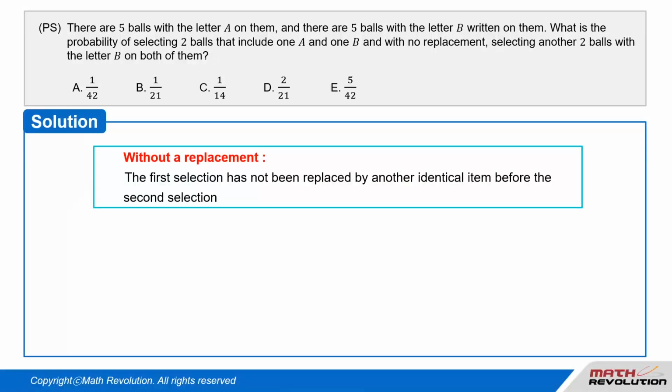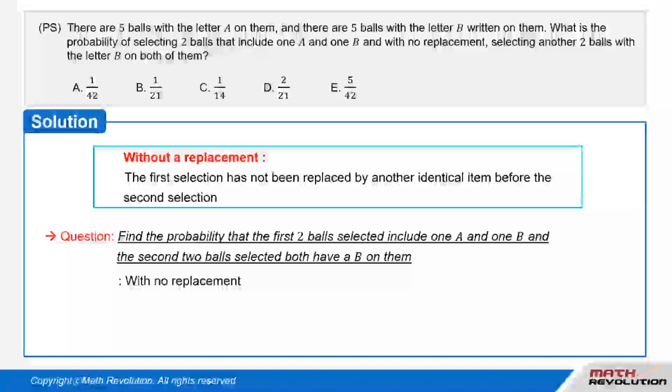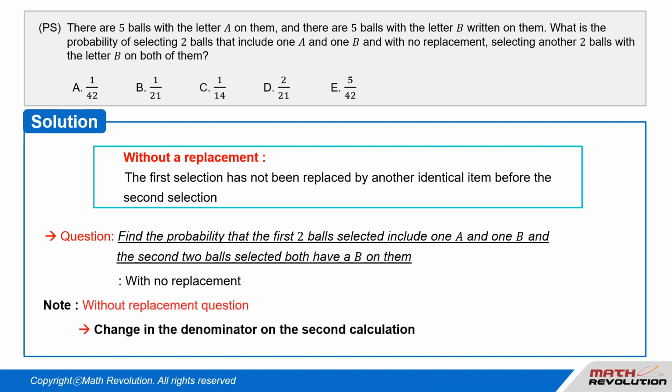Solution: without a replacement. This means the first selection has not been replaced by another identical item before the second selection. We have to find the probability that the first 2 balls selected include one A and one B, and, with no replacement, the second 2 balls selected both have B on them. Note the change in the denominator on the second calculation because the first 2 balls selected are not replaced.